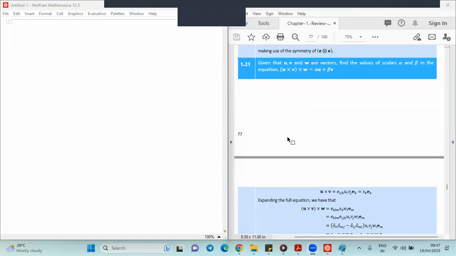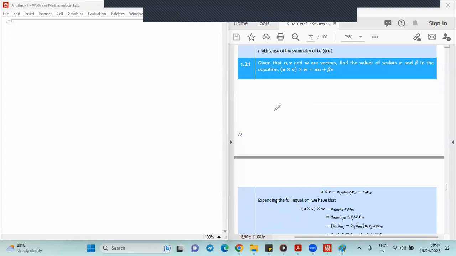Okay. Now, question 1.21 says, given that U, V, and W are vectors, find the values of the scalars alpha and beta in this equation. So we have U, V, and W, and we're supposed to find.